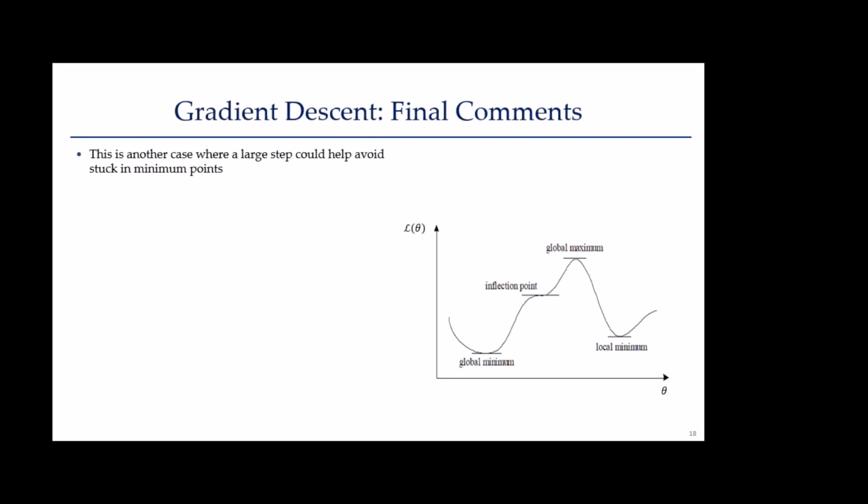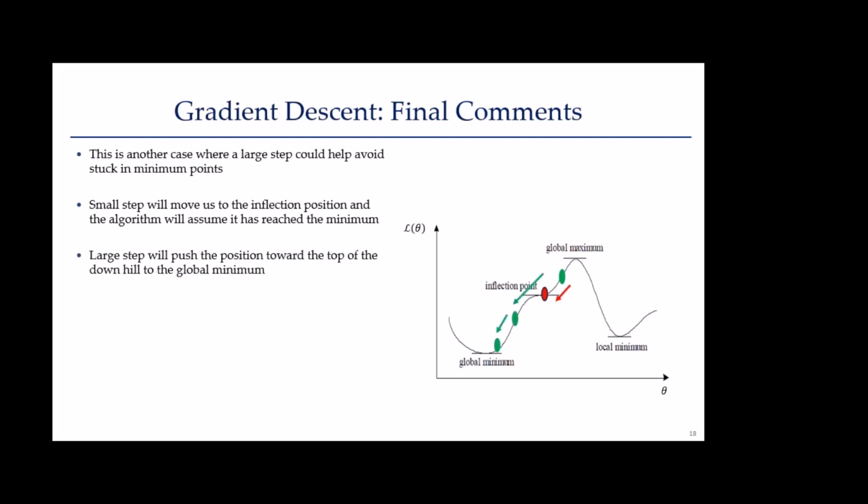This is another case where a large step could help avoid getting stuck in a local minimum point. Assuming this is our starting point, using a small step will get us into this inflection point where there is no change, and in this case gradient descent will stop and assume we already reached the minimum point. However, if we choose a large step, it will drive us over the inflection point and help us reach a better minimum point.